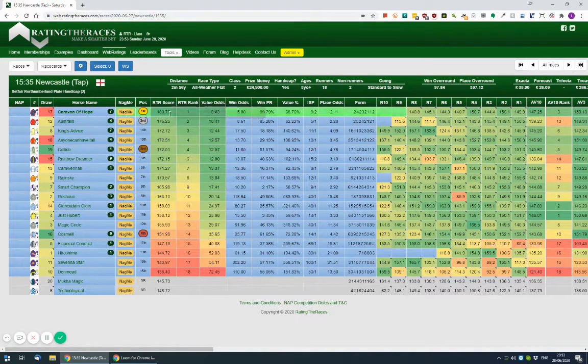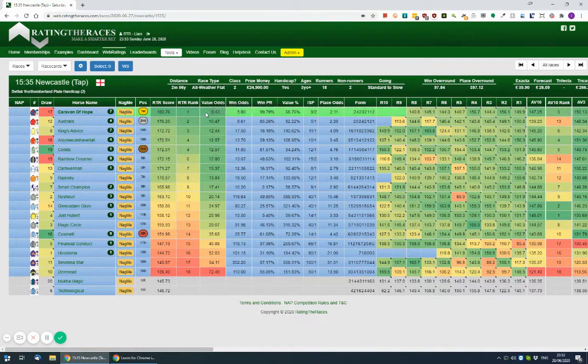RTR score. This is the score that we have given each horse based on all of the statistics and the algorithm has calculated for us. The higher the score, the better, and the higher the score, the higher their rank will be, as in RTR1 being a high rank. RTR rank is the predicted order that our ratings have calculated for the race. And in this instance, we actually got the 1-2 spot on.